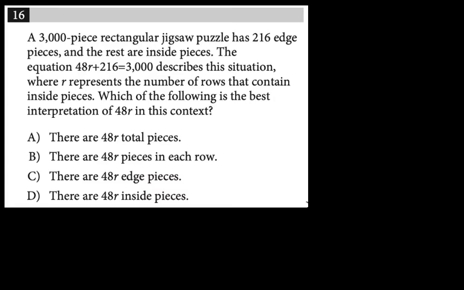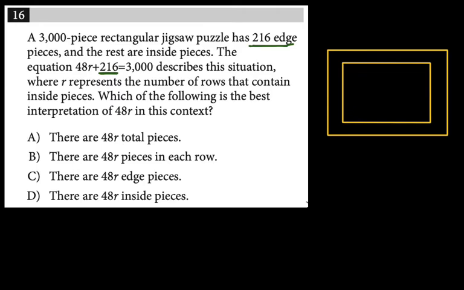So I'm looking at the equation and the given information, and I noticed this 216 is showing up 2 times. I know that 216 is not inside pieces. It's edge pieces, which means whatever's left over must be inside pieces. I think you can just answer the question, but if you want to, you can also draw a picture to represent it.